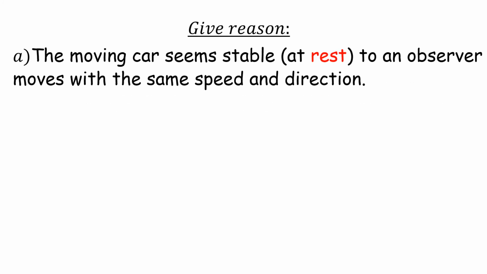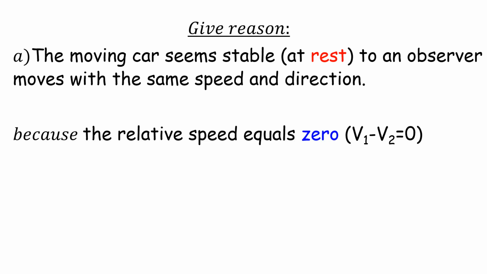Give reason: the moving car seems stable, at rest, to an observer moving with the same speed and direction. The word stable means at rest. So the question asks why a moving car appears stationary to an observer moving with the same speed and direction. What is the reason? Because the relative speed equals 0. V1 minus V2 equals 0.